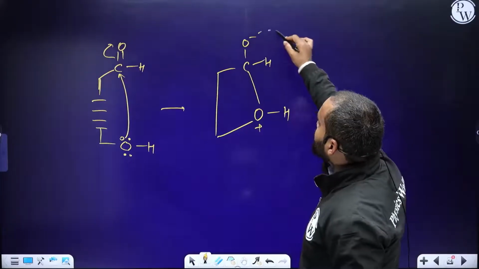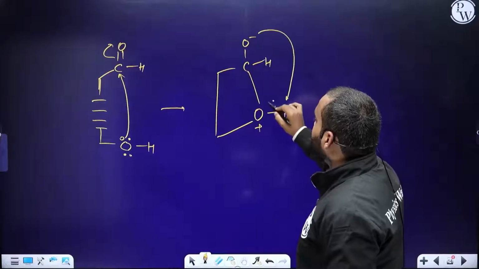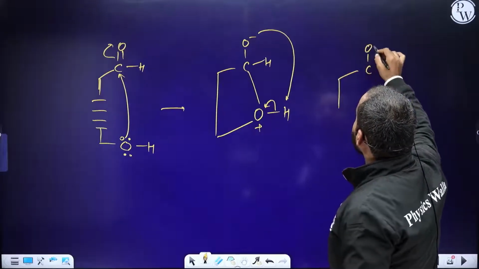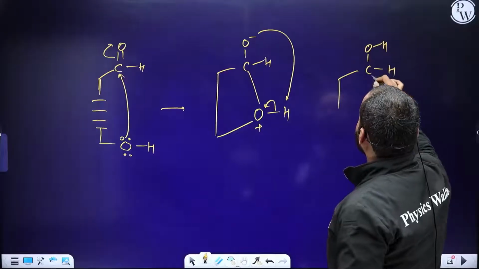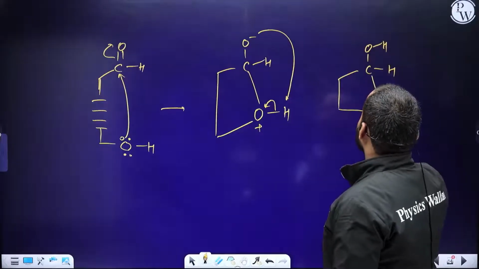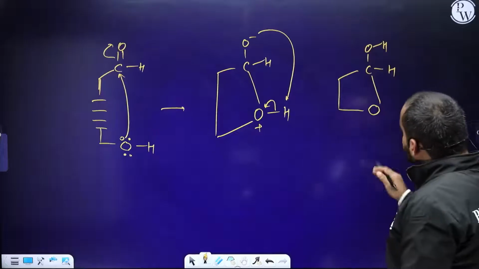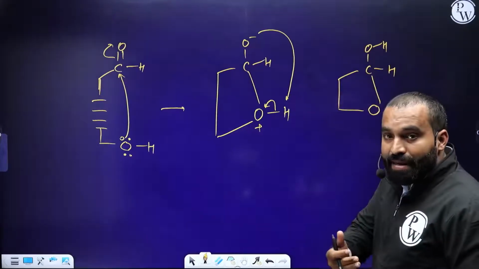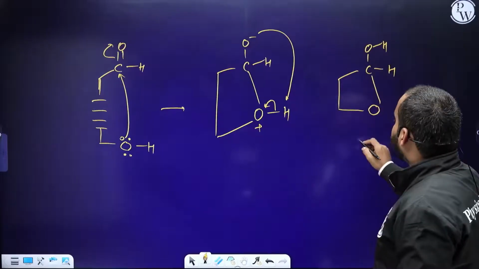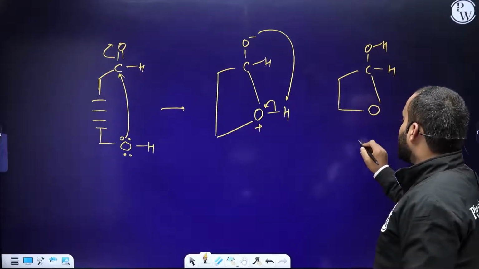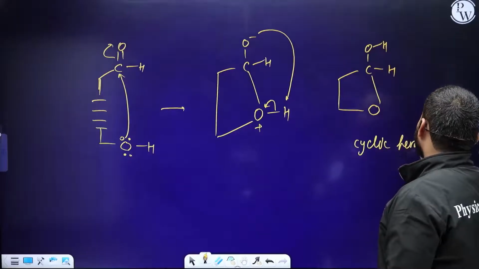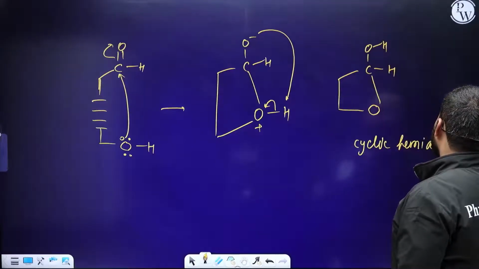Again, acid-base reaction. This is going to pick up this hydrogen. This becomes neutral, and then the structure has got OH with the hydrogen, a cyclic structure with oxygen connected here. Sir, it looks exactly like a hemiacetal, but that's a cyclic structure. This becomes a cyclic hemiacetal.